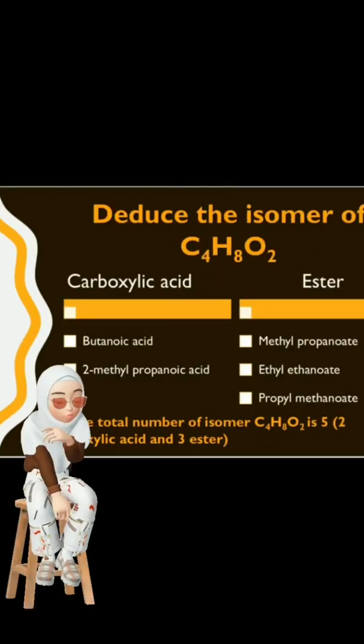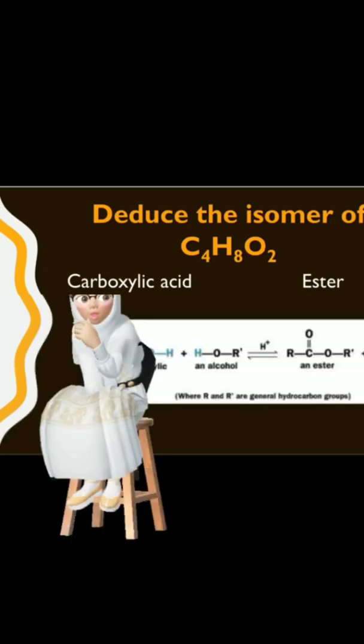This is an example of isomers. Deduce the isomers of C4H8O2. Carboxylic acids: butanoic acid and 2-methylpropanoic acid. And the esters are methyl propanoate, ethyl ethanoate, and propyl methanoate. So the total number of isomers of C4H8O2 is 5: 2 carboxylic acids and 3 esters.